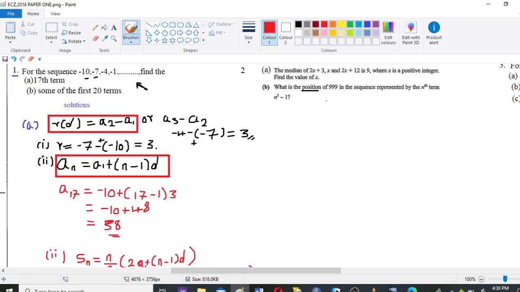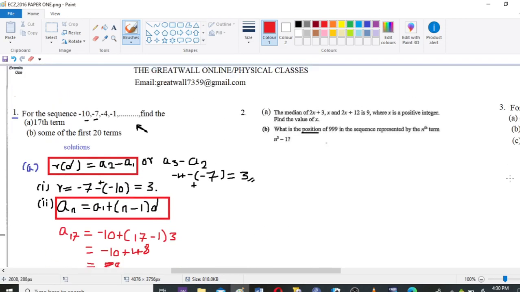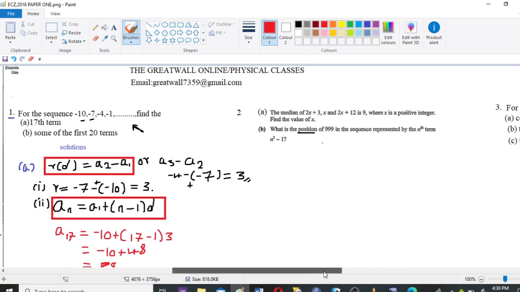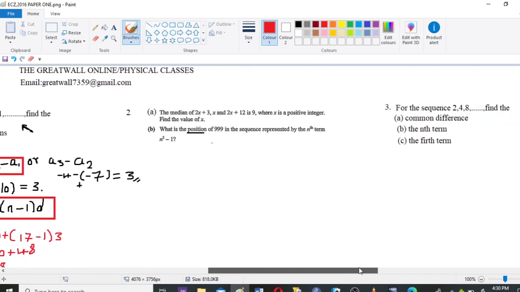We can proceed to the second question now, unless there's any question, make sure you let me know. So the second question, which is number 2 here, we have a and b. Part a states the median of 2x, 3x and 2x plus 12 is 9, where x is a positive integer. Now we need to find the value of x.